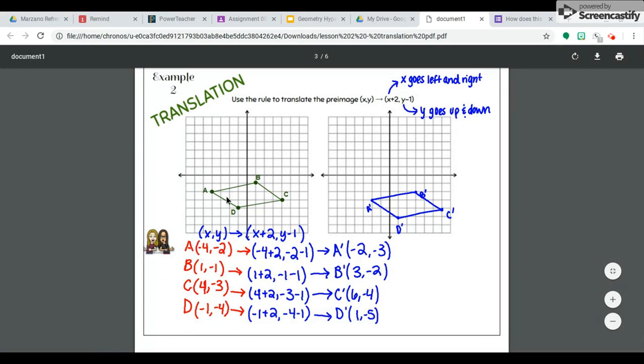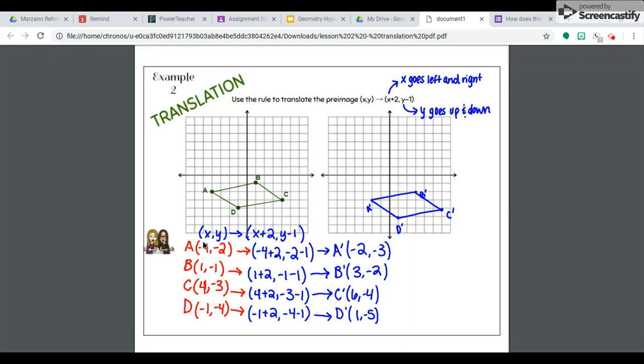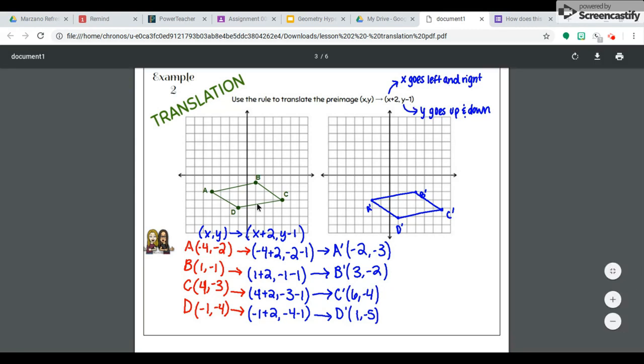A is at negative 4, negative 2. We're going to take that negative 4 and we're going to add 2 to it. So we have negative 4 plus 2 gives us negative 2. Then we're going to take our y value, which is negative 2, and we're going to subtract 1 from it. So we do negative 2 minus 1, which gives us negative 3. So we do that for each of our points.